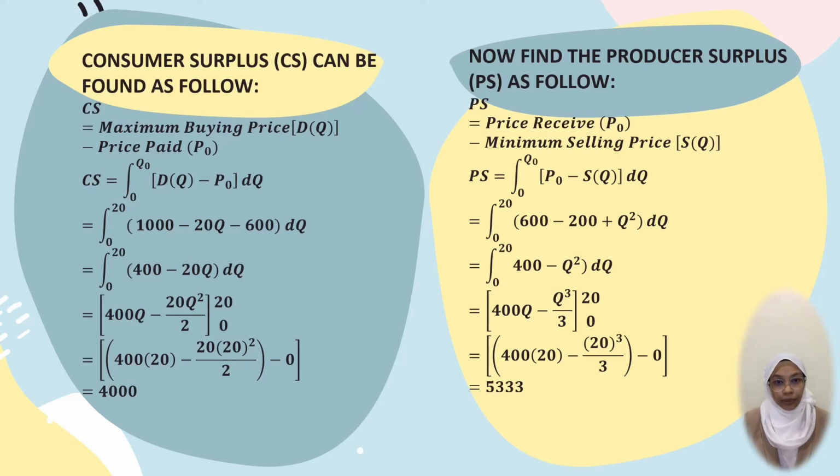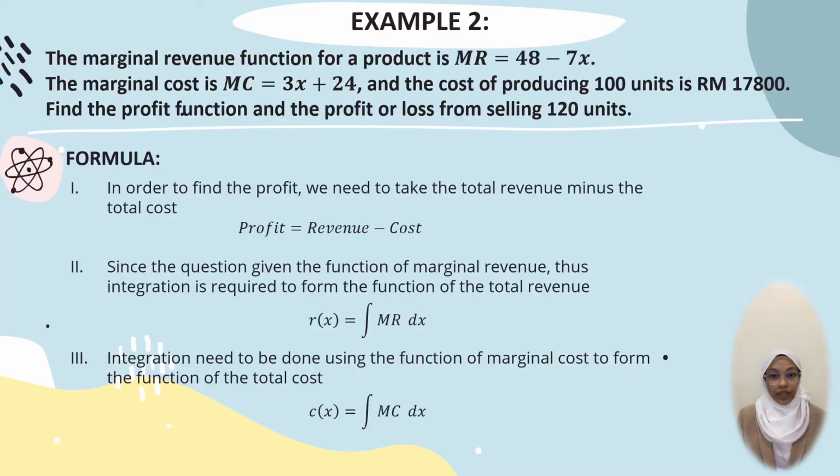Now, let's find the producer surplus by subtracting the minimum selling price from the price received. So, we put the equation of the supply function given before into this formula. So, we get the producer surplus is 5,333. Now, let's move to example 2.